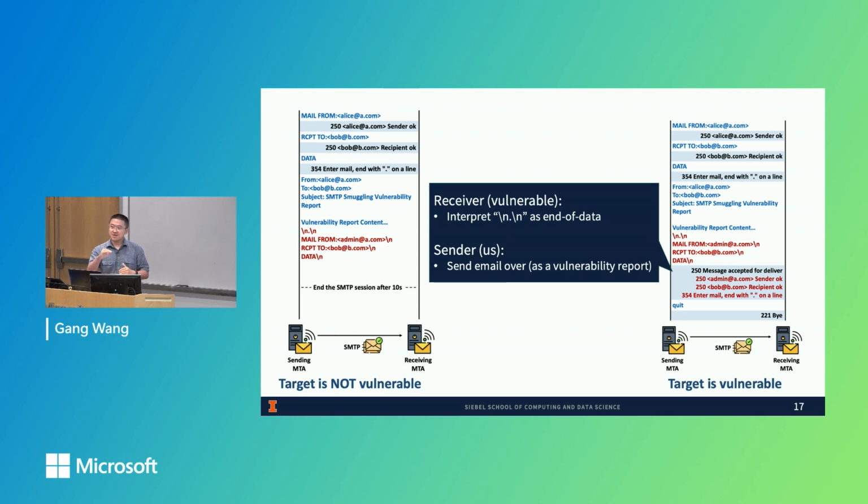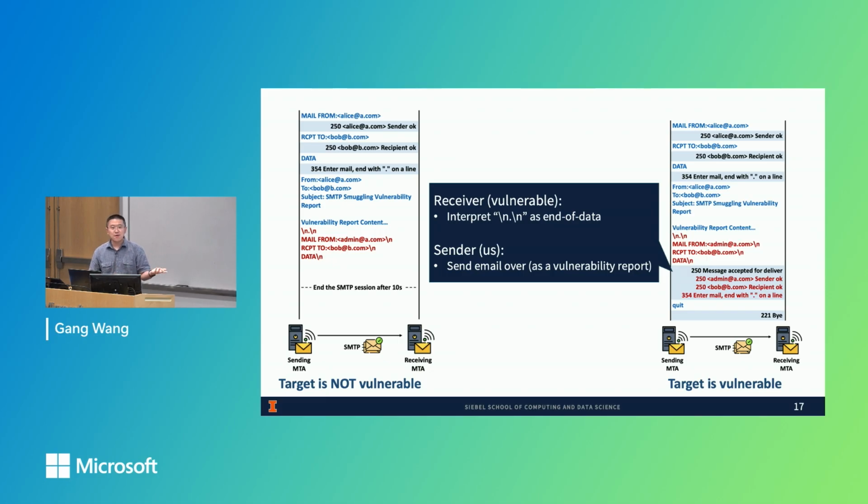But the second half of the email uses the same trick. As you can see, there's no real end of data indicator. They wait, and terminate. So the second email never gets sent over. The whole outcome is that they receive a single email with the vulnerability report. So this is how we do the large-scale testing.